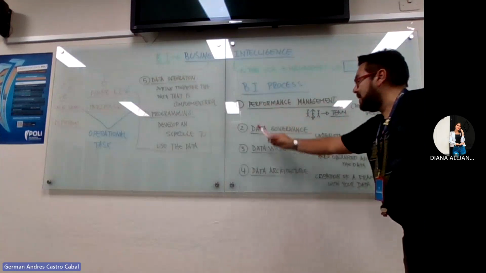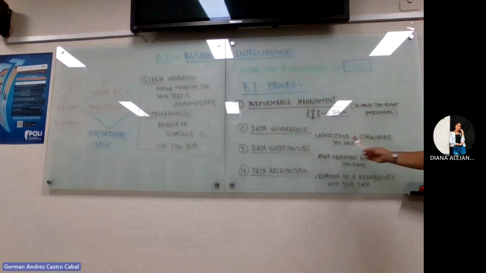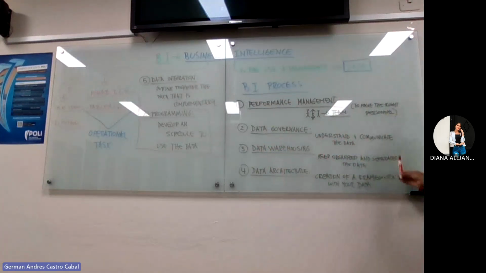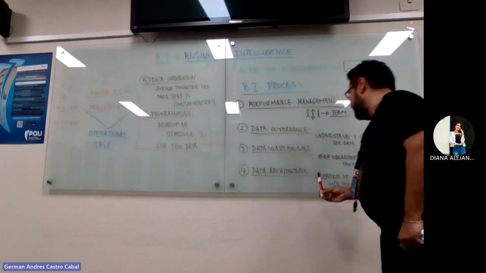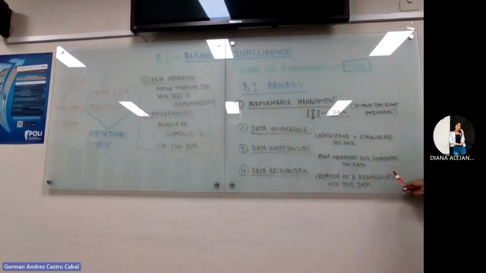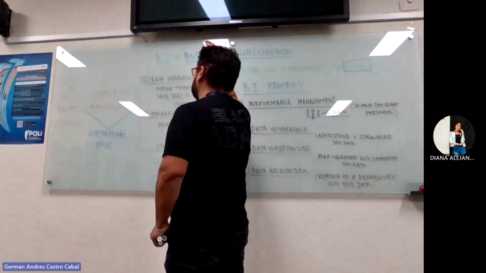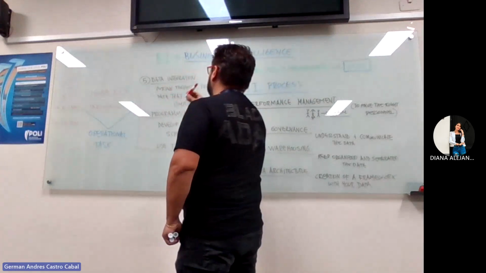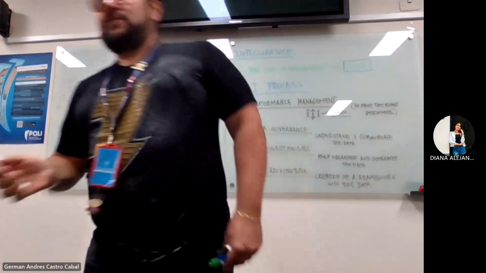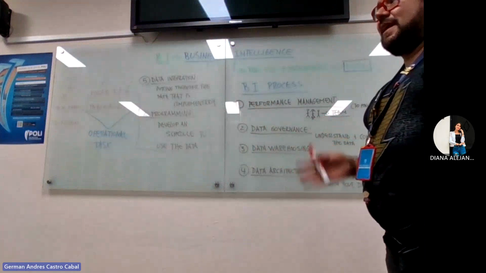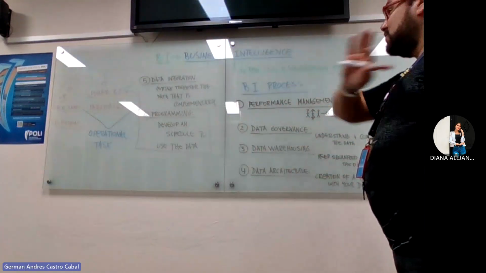You need to do the data governance, which is understanding and communicating data. After that, the data warehousing, which is keeping your data organized and separated. After that, the data architecture, which is the creation of a framework with the data. And after that, the data integration, putting together the data that is complementary. So the first thing to do is to understand what data is and how to use it. And after that, you can go and use those softwares.